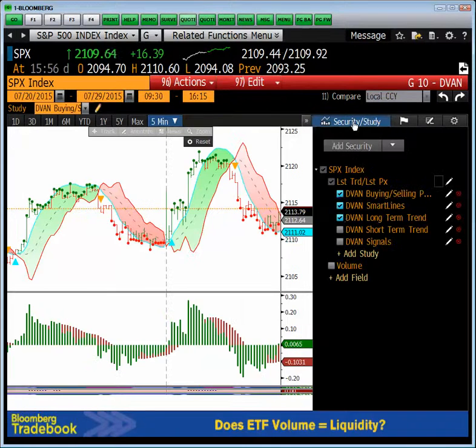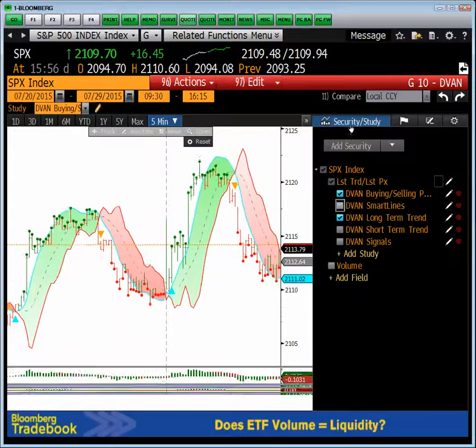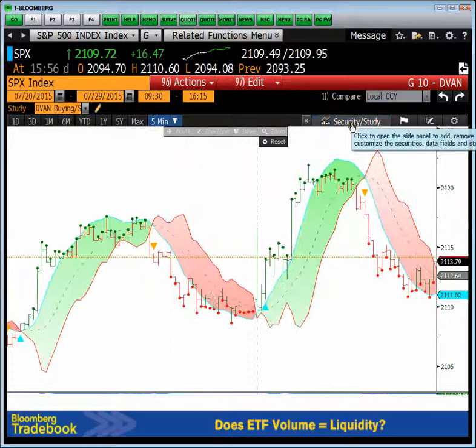These are all 5 of the DVAN Smart Lines app indicators on Bloomberg.